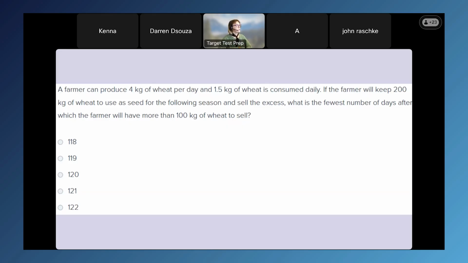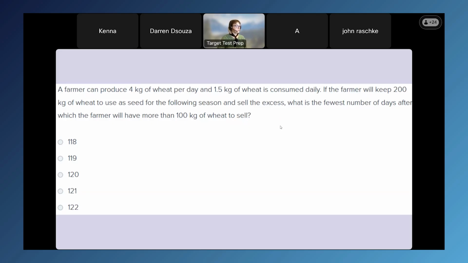Okay. A farmer can produce 4 kilograms of wheat per day, and 1.5 kilograms of wheat is consumed daily. If the farmer will keep 200 kilograms of wheat to use as seed for the following season and sell the excess, what is the fewest number of days after which the farmer will have more than 100 kilograms of wheat to sell? So every day the farmer produces 4 kilograms but consumes 1.5.